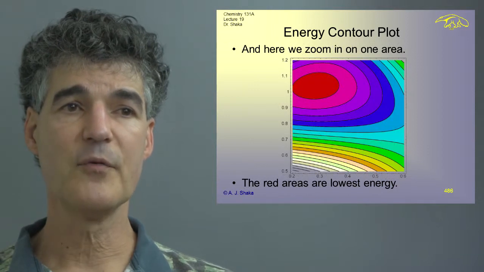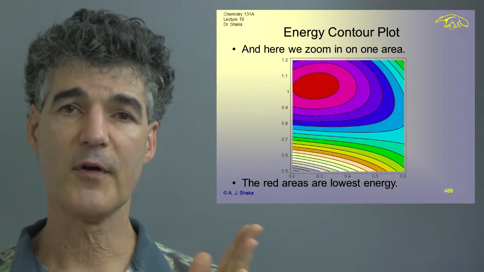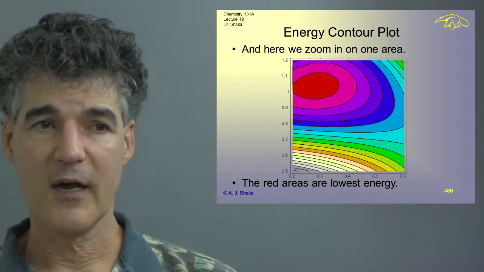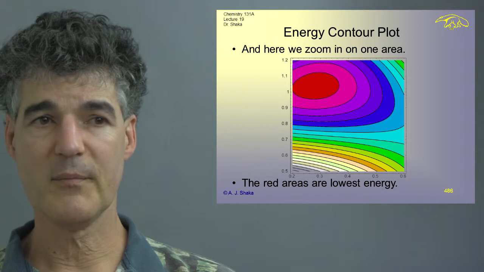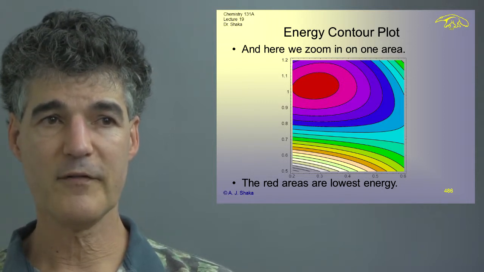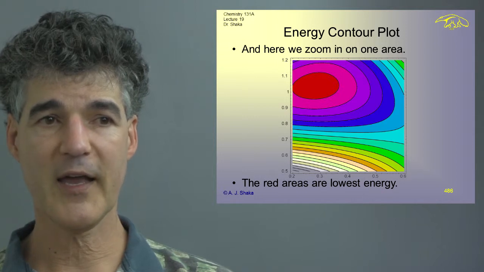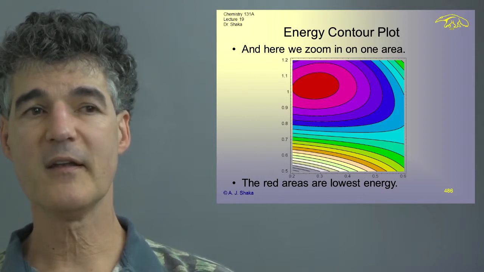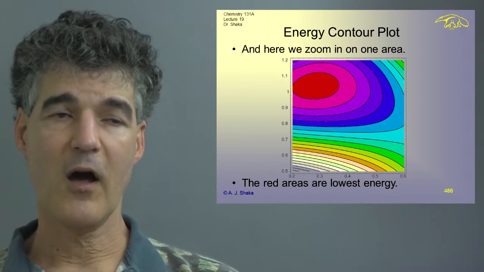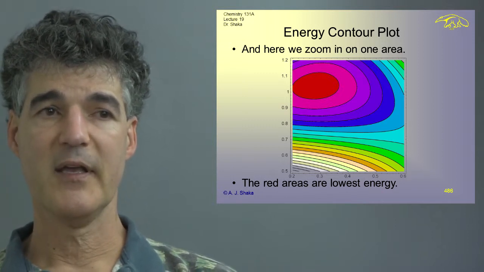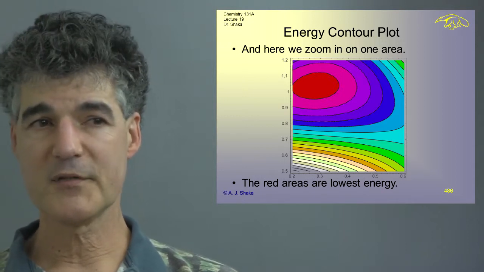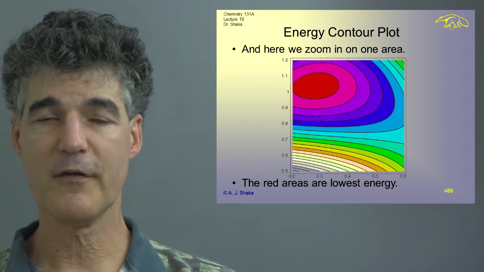Let's go ahead and zoom in then. I've zoomed in on the upper left here, picking values from 0.2 to about 0.6 on the x-axis, and from 0.5 to 1.2 on the y-axis. And now we can see that the center area of that almost elliptical red shape is a little bit bigger than 1 for one of them, and a little bit smaller than 0.3 for the other.